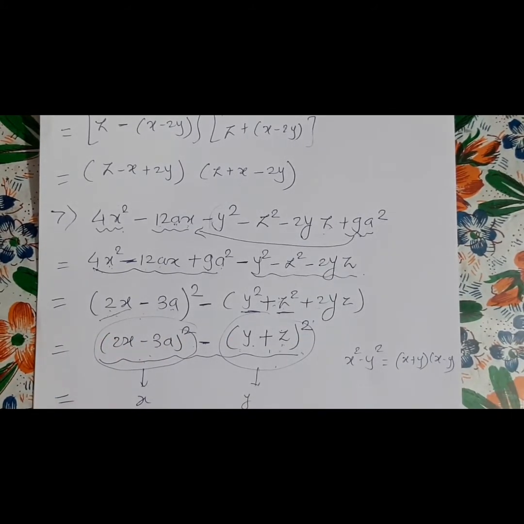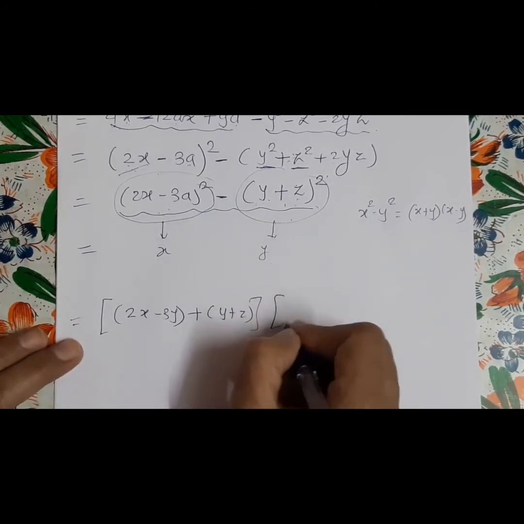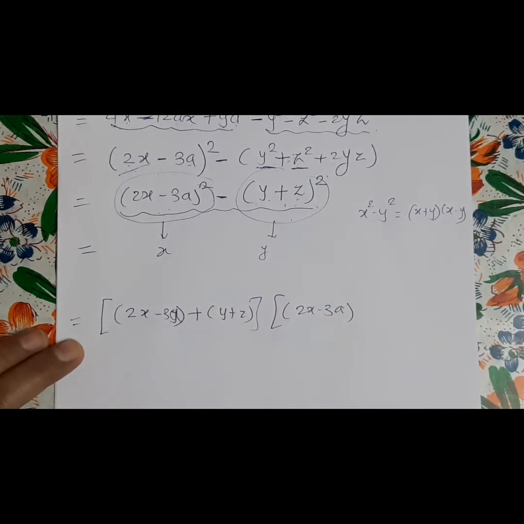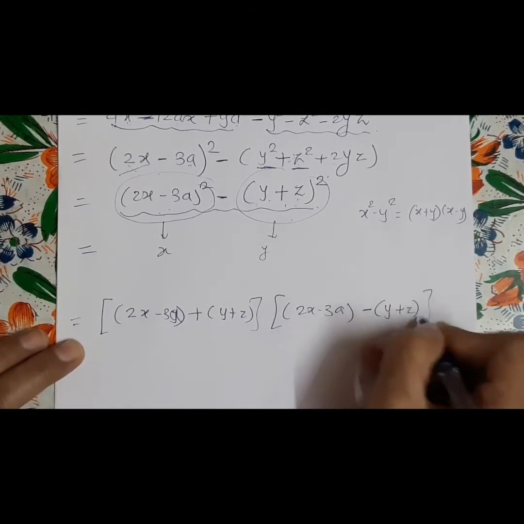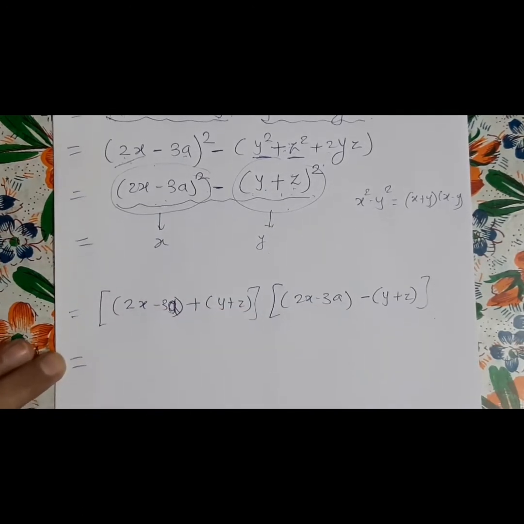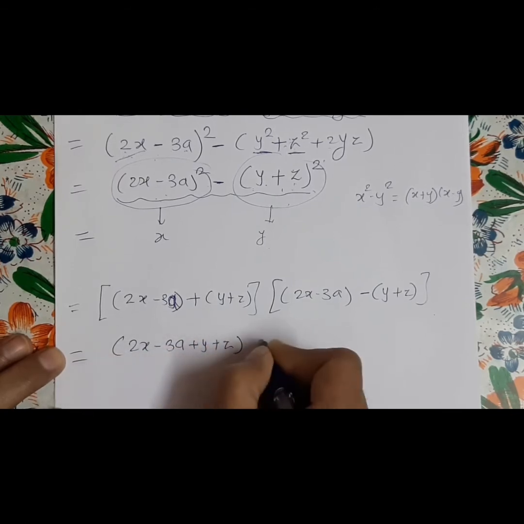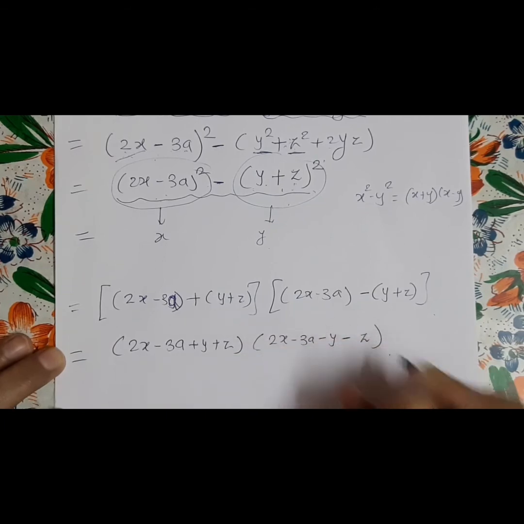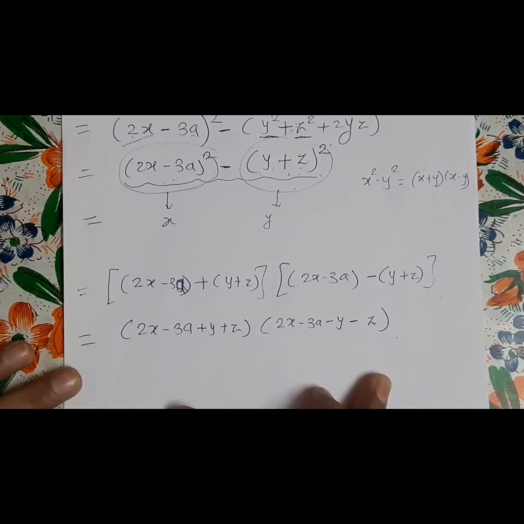So it is 2x minus 3a plus y plus z, into 2x minus 3a minus (y plus z). Just simplify this now. It is 2x minus 3a plus y plus z into 2x minus 3a minus y minus z. So these are the two factors of the given algebraic expression.